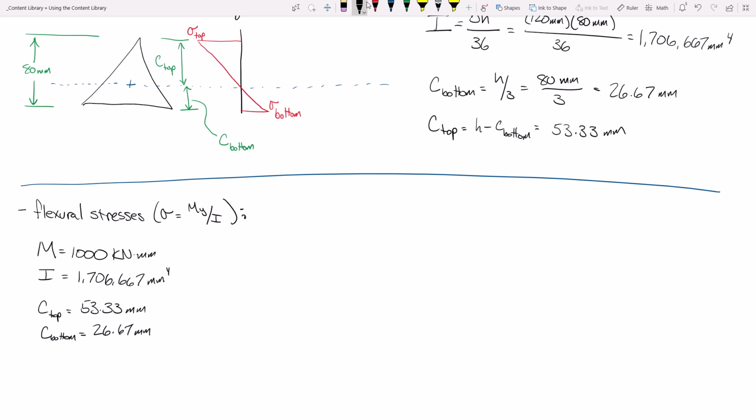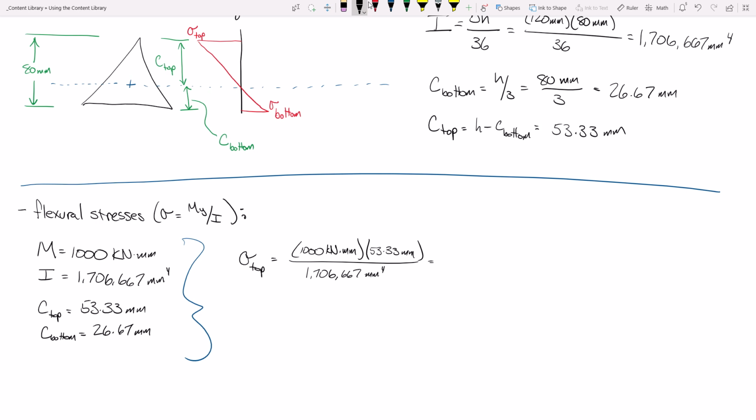So with all of this, we can determine the stress at the top as 1,000 kilonewton millimeters times 53.33, all divided by this. Now, before we start doing any chugging, we're going to get a small number, but does anybody remember what the units of that number are going to be in?